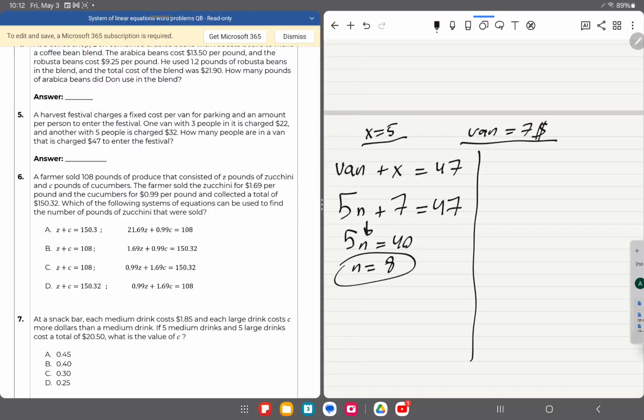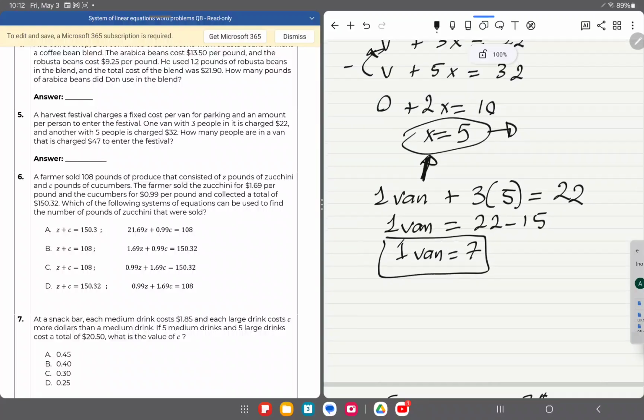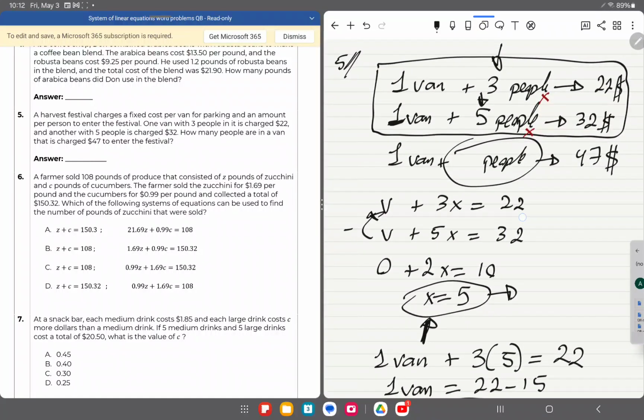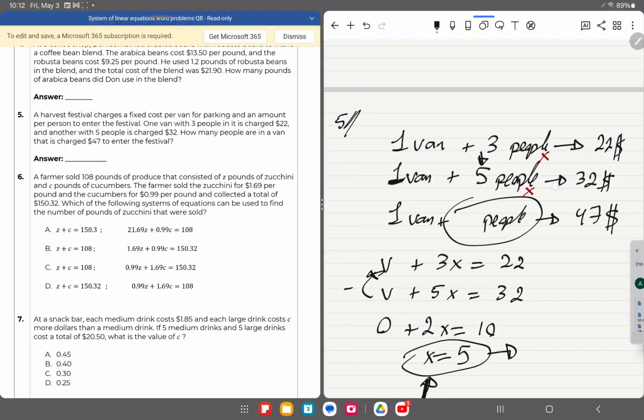Now, a common mistake that someone would make when solving the equation over here is to consider that x, the one that we got, 5, is used instead of 3. So this is not correct. I cannot consider that x is 5, which is 3. No, 3 is the number of people.